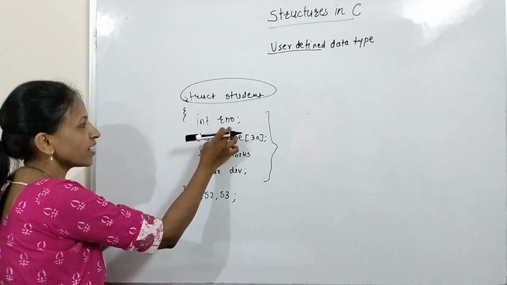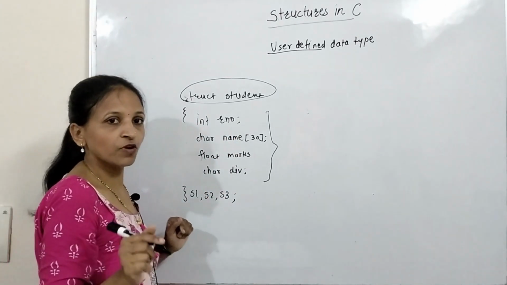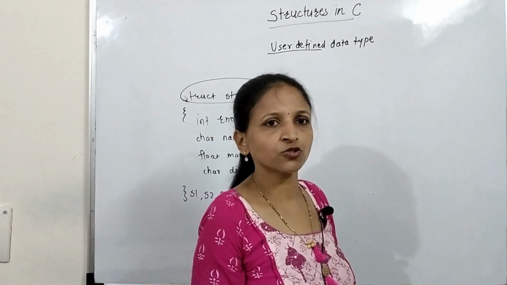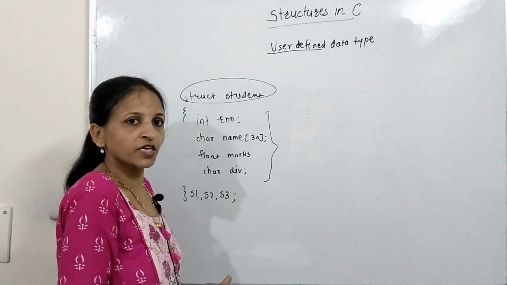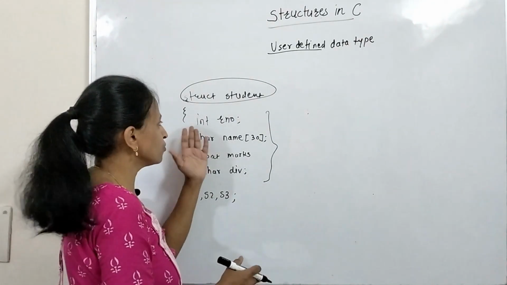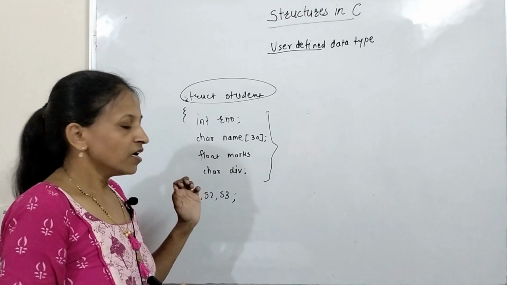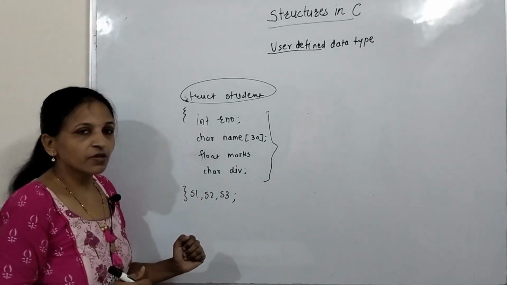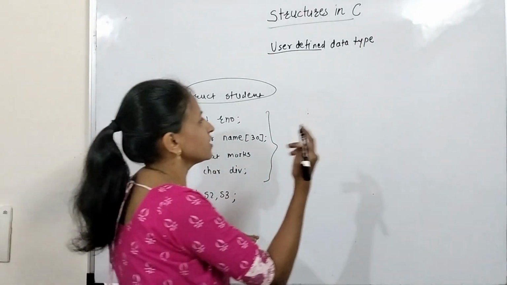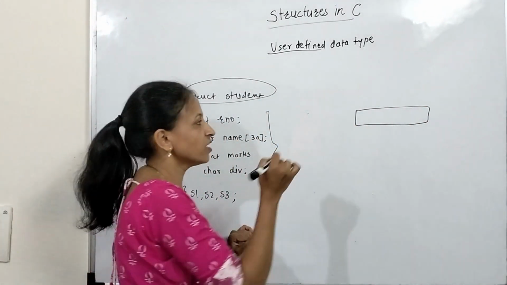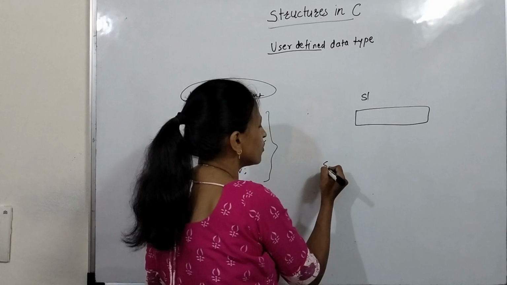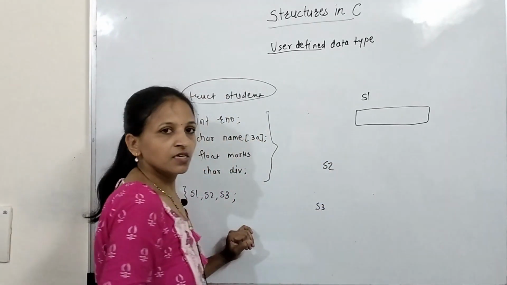And here while writing members of the structure, you have to follow the same syntax of creating variables. Whatever we use to create variables, the same syntax we have to use over here. Getting? Now for S1 37 bytes will get allocated. Wherever there is space in memory, 37 bytes will get allocated for S1. In the same way for S2, in the same way for S3.